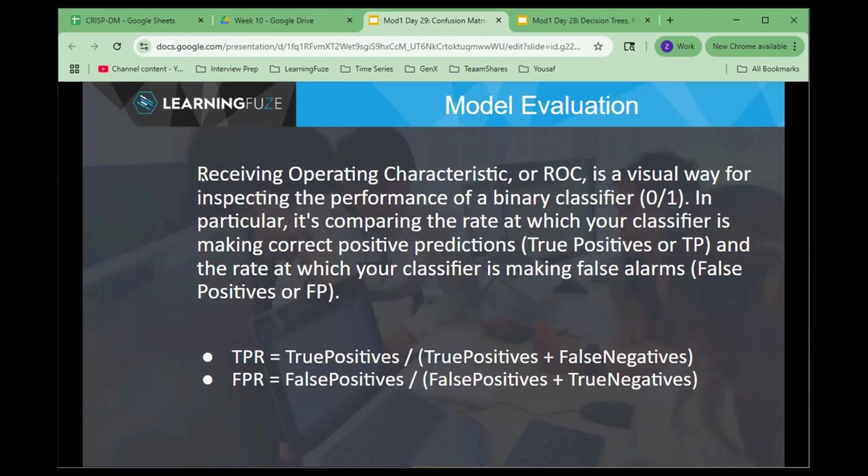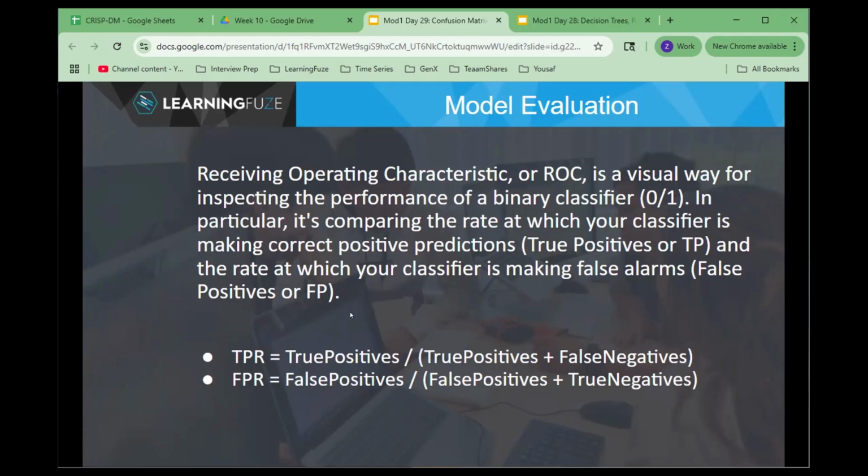And ROC stands for receiver operating characteristic. So it is an ROC curve, and an ROC curve is built using true positive rate, TPR, and false positive rate, FPR. True positive rate is true positives divided by true positives plus false negatives. And false positive rate is false positives divided by false positives plus true negatives.